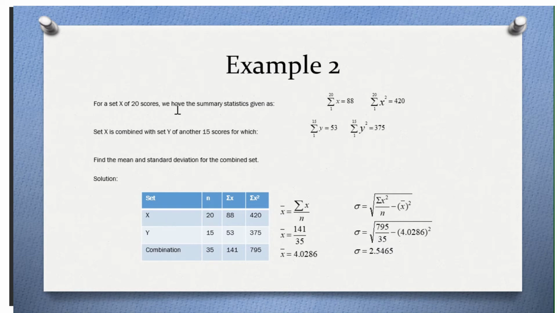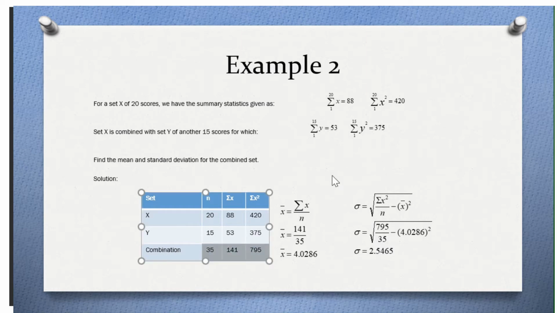So X, my N is 20. Do you see that? And Y, my N is 15. My sigma X is 88. My sigma Y is 53. My sigma X squared is 420. My sigma Y squared is 375. So you find now the total values.